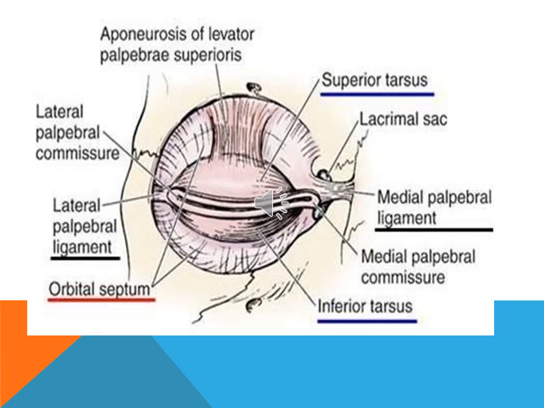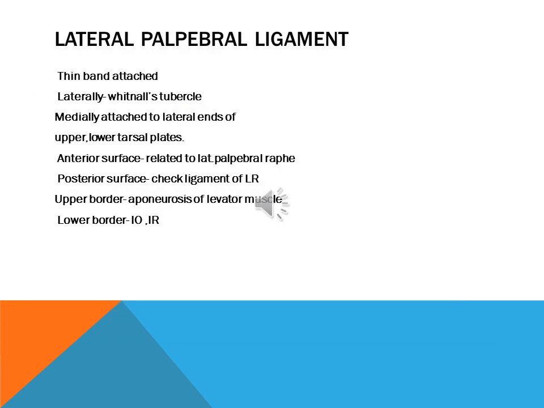This is the picture showing the medial palpebral ligament and the dense fibrous tendon and its relation to the lacrimal sac in the medial wall of the orbit. The lateral palpebral ligament is a thin band of connective tissue laterally attached to Whitnall's tubercle and medially attached to the superior and inferior tarsal plates.